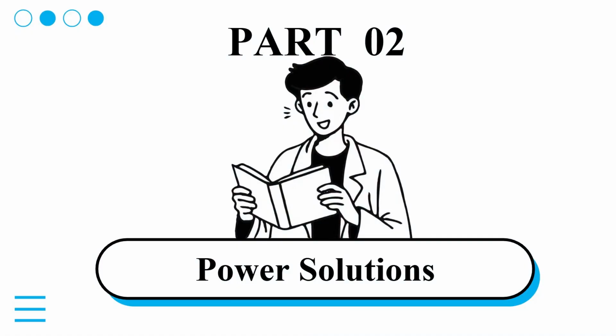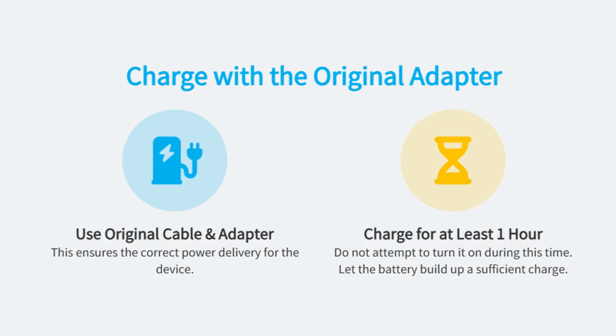Next, use the original charging cable and adapter that came with the device. Plug it in and leave it charging for at least an hour. Don't try to turn it on during this time. It's important to let the battery build up enough power for a clean startup. After that, press the power button once to turn it on.